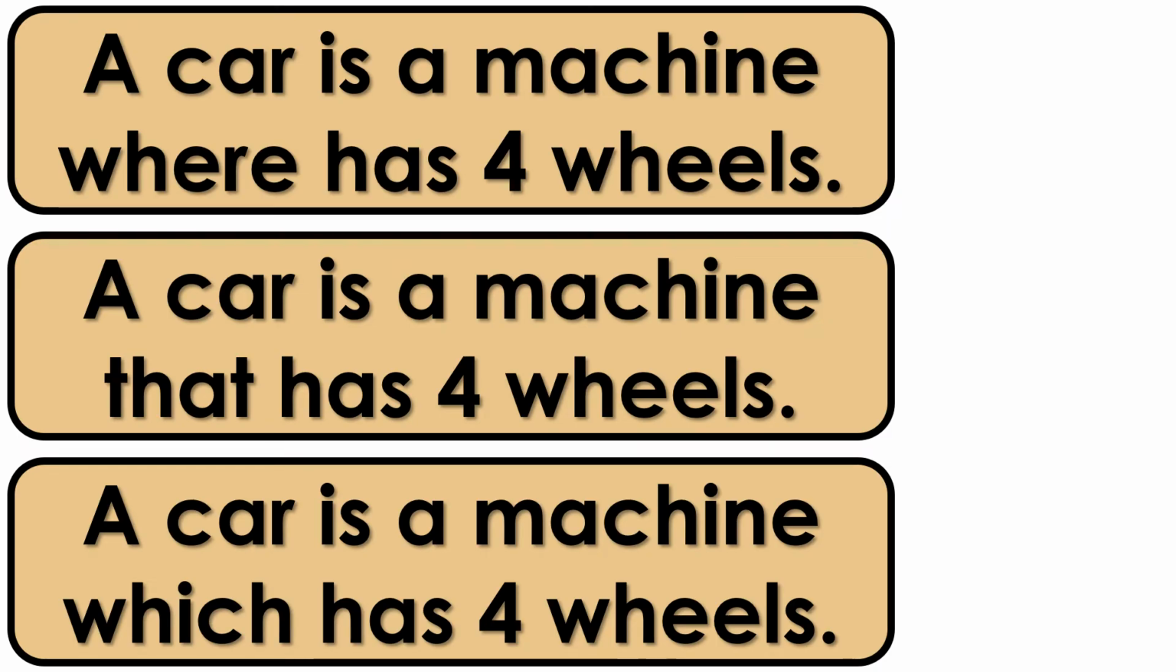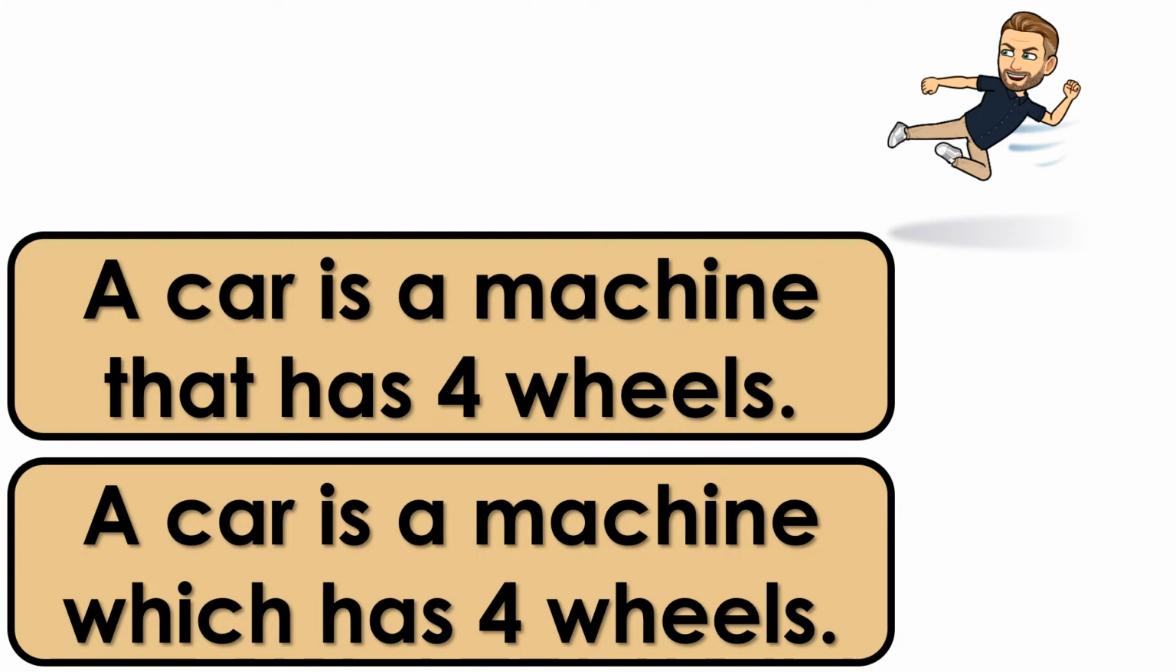So take a look at this group of sentences. Which one or which ones should we kick out? We should kick out that one. We're not going to use where. A car is a machine that has four wheels. That's fine because a car is a thing. We can use that. A car is a machine which has four wheels. So we can also use which or that because a car is a thing.